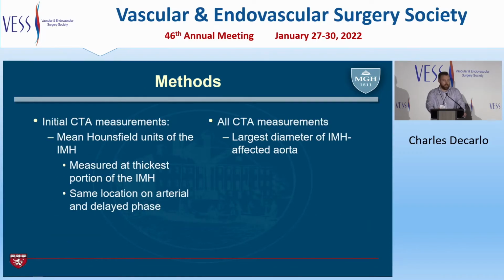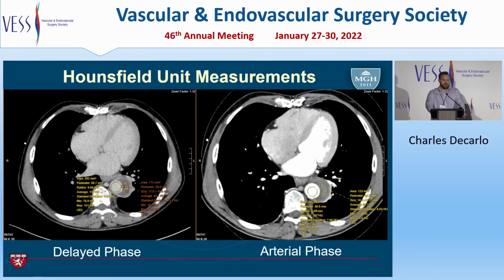On the initial CTA, we measured the Hounsfield units of the IMH at its thickest portion on both arterial and delayed phase imaging at the same anatomic location. And we also measured the largest diameter of the IMH-affected aorta on all available CTAs. Here's an example of the mean Hounsfield units being measured. On the left side is a delayed phase axial image of the IMH at its largest thickness. An ellipse was used to sample the IMH, and the mean Hounsfield units within that ellipse was recorded. Similar measurements were obtained on the arterial phase images at the same anatomic location.